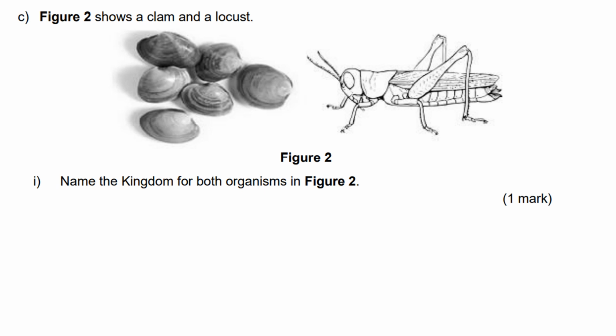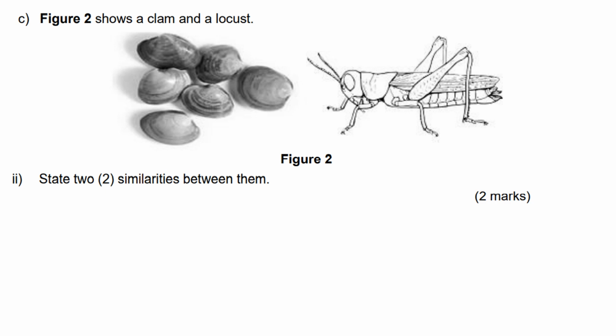Question C. Figure 2 shows a clam and a locust. So this one is a clam, and then this one is locust or grasshopper. Question 1. Name the kingdom for both organisms. So obviously both are Animalia. They are under the kingdom Animalia, 1 mark. Question 2. State 2 similarities between them. So what are the similarities between clam and locust? Both organisms will have, for the first mark, exoskeleton.